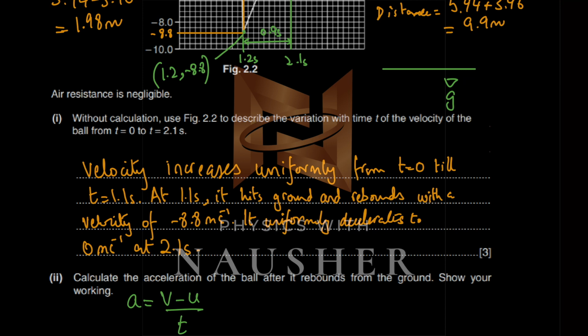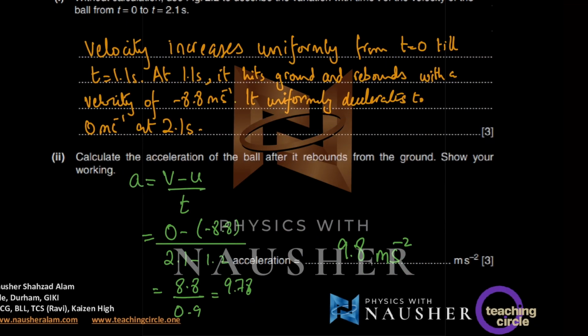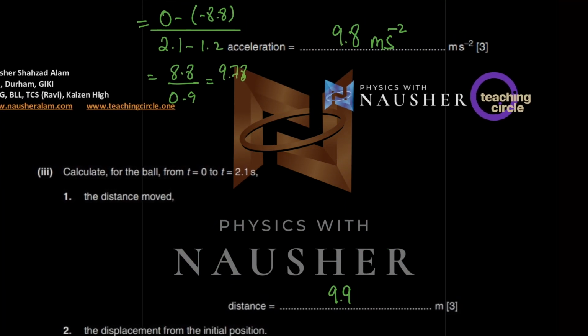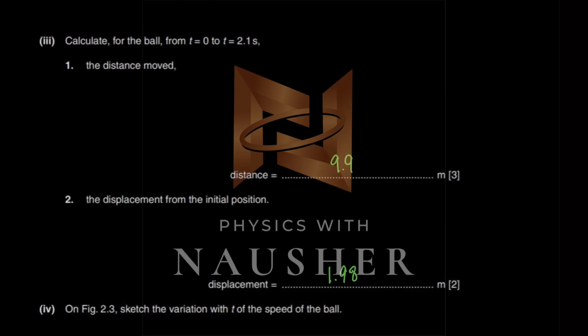What is the acceleration of the ball after it rebounds? I already told you this. The answer is 9.8 meters per second square. Then the distance moved, I already calculated that value, about 9.9, and the displacement 1.98. Now they're asking you to sketch the variation of the speed of the ball.